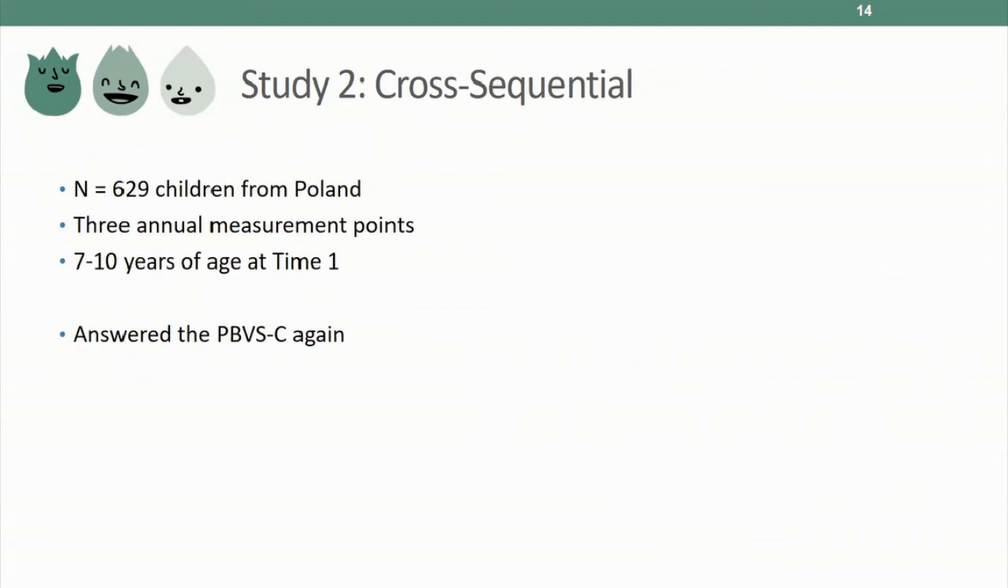And our second study was a cross-sequential study. This study had 2 goals. The first one was replication, but the second was also to try and look within individuals. Within developmental studies, we usually say that within-individual studies are better than across-individual studies. And why is that? Because different cohorts might have different influencing factors.